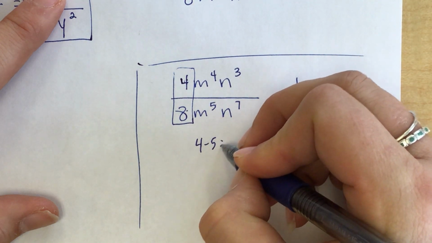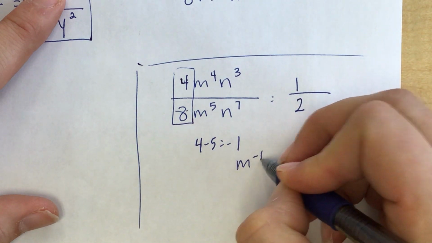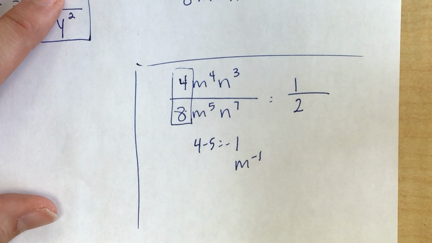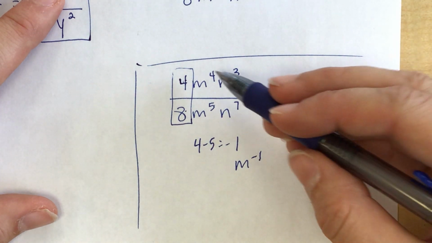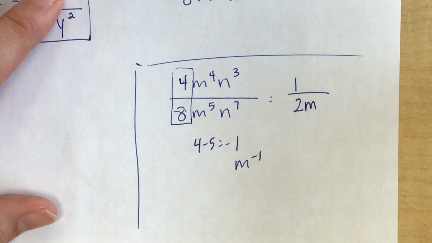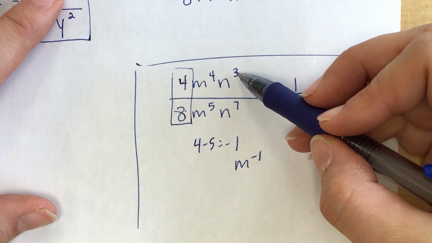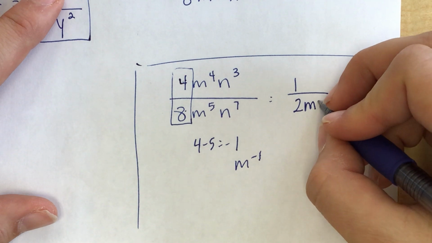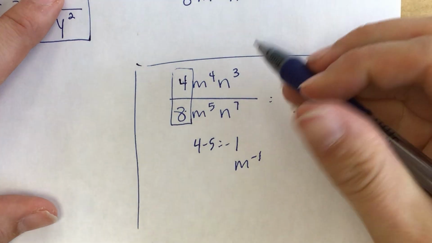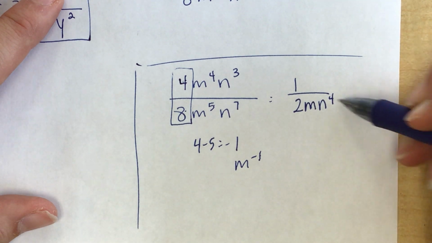All right, and then if I'm looking at my m's, if I subtract 4 minus 5 gives me a -1, right? So we have m to the -1. Well, we said we can't have negative exponents, so to get rid of the negative, we put it on the bottom. So anytime you subtract here and you get a negative, you put it on the bottom without the negative. So then if I do 3 minus 7, that's -4. So then I just put that on the bottom. Okay, so anytime you're subtracting and you get a negative, you put it on the bottom in order to get rid of the negative.